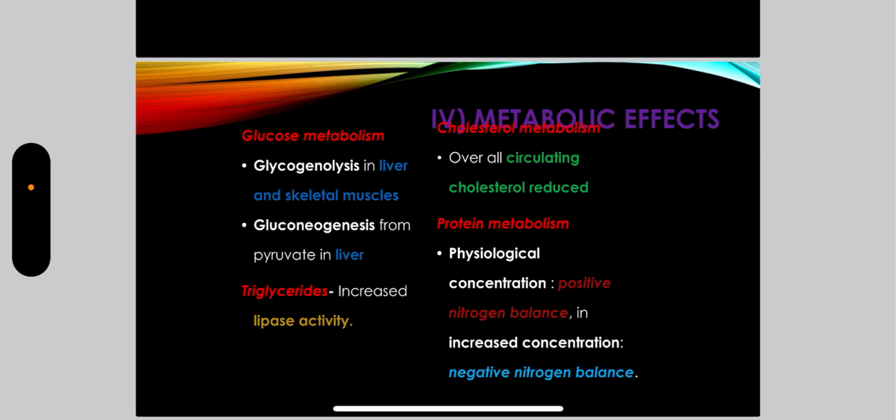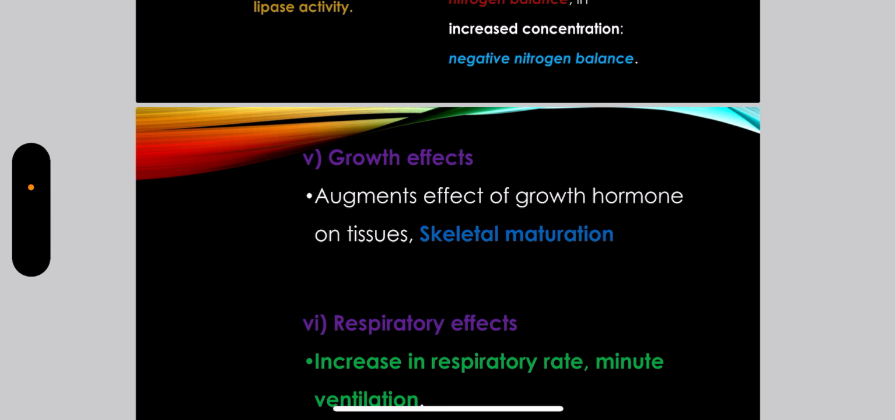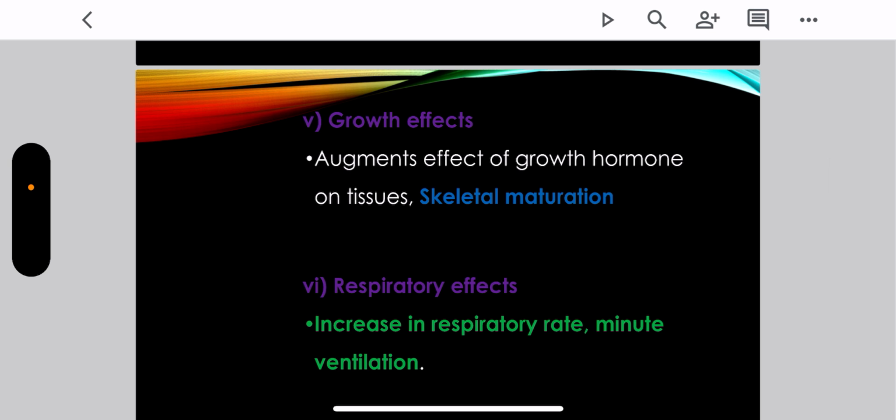Regarding protein metabolism, when the hormone is present in the physiological condition, it stimulates the synthesis of proteins as well as degradation. But physiologically, there will be positive nitrogen balance. But when it exceeds the physiological levels, at supraphysiological concentration, catabolic effect will predominate, and there will be negative nitrogen balance. Regarding growth effects, it will augment the effect of growth hormone. It causes maturation of skeletal tissues. On respiration, it increases the rate of respiration. Minute ventilation will be increased. There will be increase in the oxygen carrying capacity of blood as well.